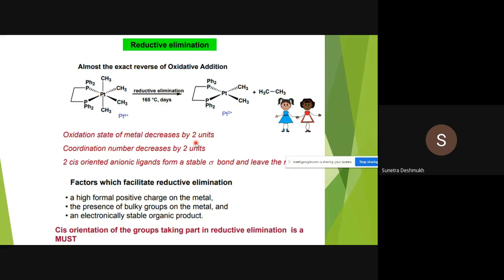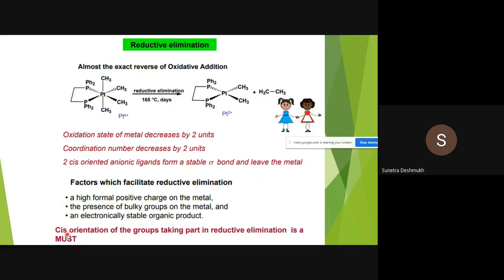Oxidation state of metal decreased by 2 units in reductive elimination. Coordination number decreased by 2 units in reductive elimination. Two cis-oriented anionic ligands form a stable sigma bond and leave the metal. Okay, so factors that facilitate reductive elimination: a high formal positive charge on the metal. This should be the high formal positive charge. The presence of bulky groups on the metal. Okay, bulky groups should be on the metal. And an electronically stable organic product. Okay, these are the requirements.